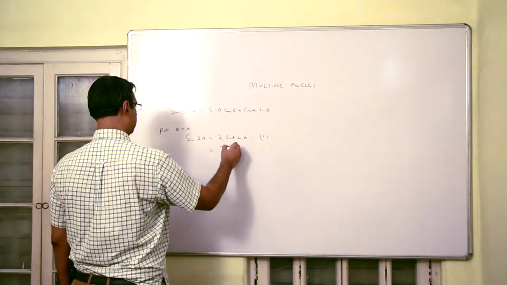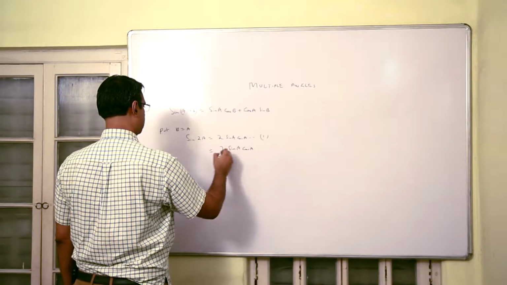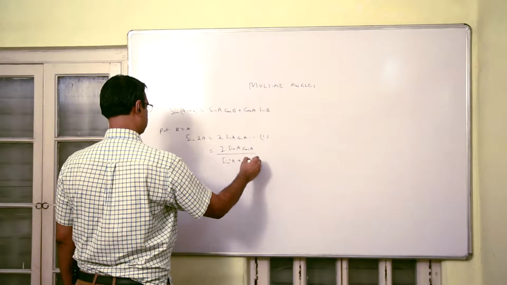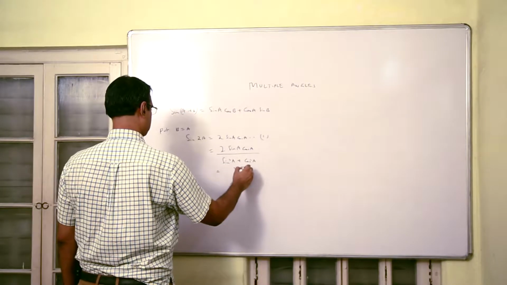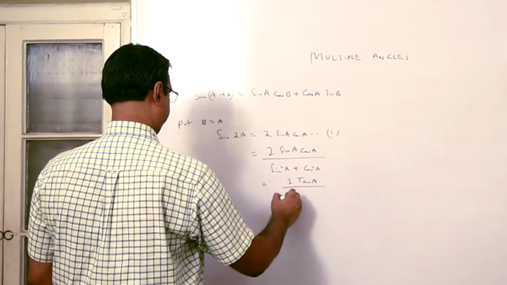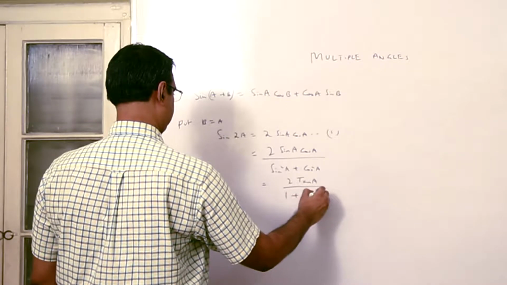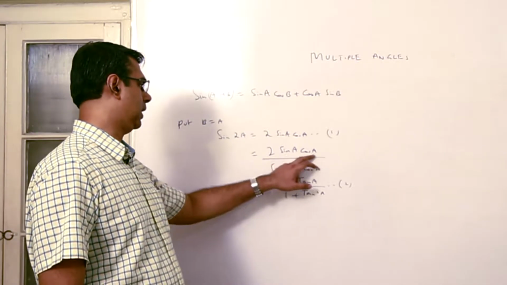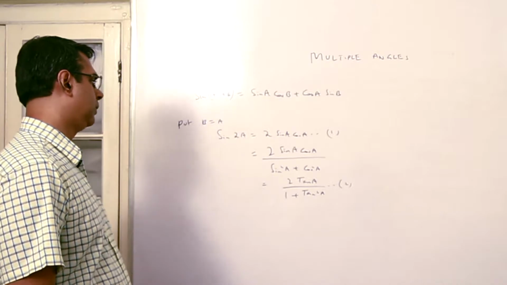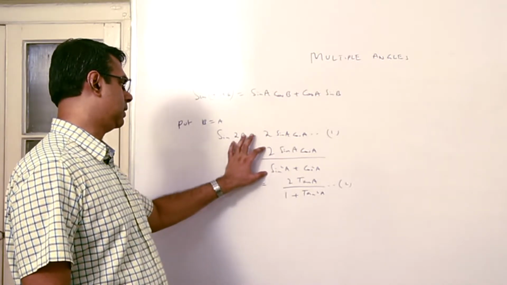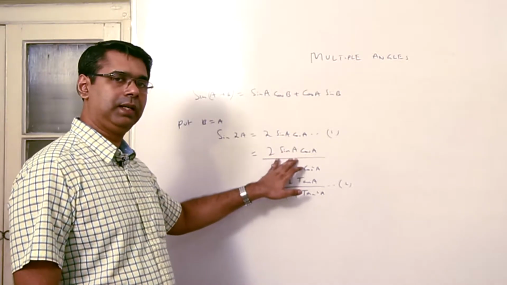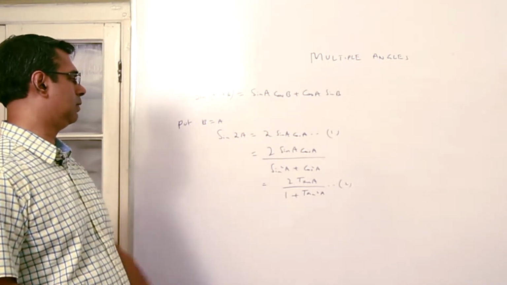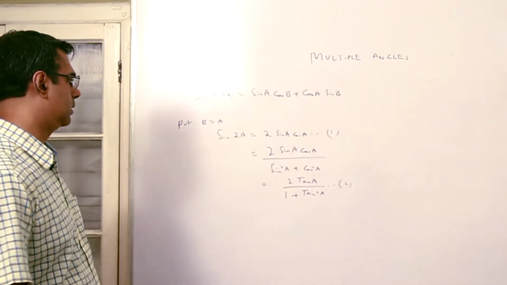You could also write 2 sin A cos A like this: 2 sin A cos A by sin square A plus cos square A. Then you will find that, after dividing numerator and denominator by cos square A, it simplifies to 2 tan A by 1 plus tan square A. So this is formula number 2 of multiple angles.